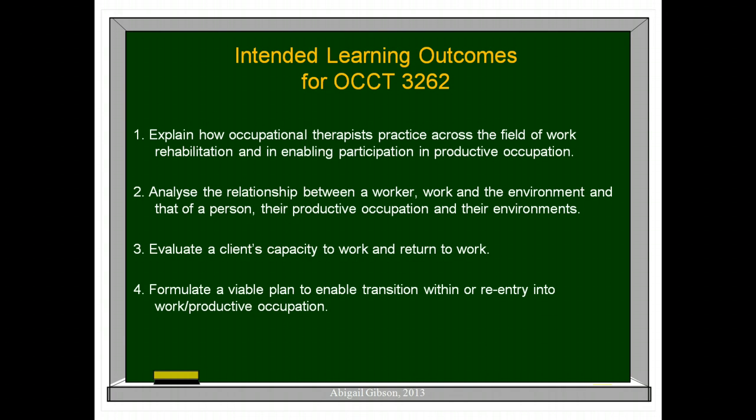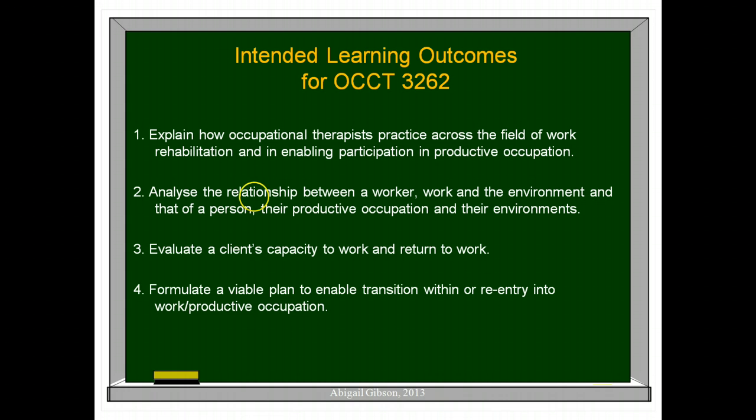In terms of the intended learning outcomes, the first four learning outcomes really focus on building practice skills. So they're skills in analysis and evaluation of a client's work capacity and formulation of a plan for rehabilitation or return to work. This is a huge area of practice within occupational therapy, so we've really weighted that more heavily, and that's in module 1.